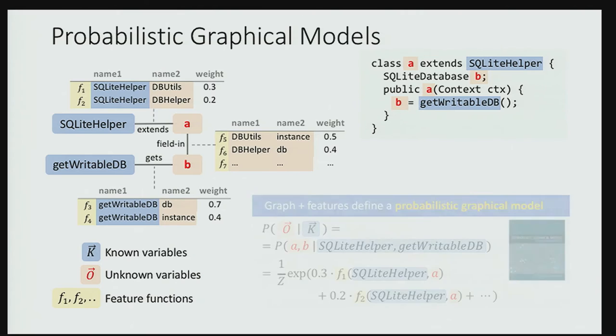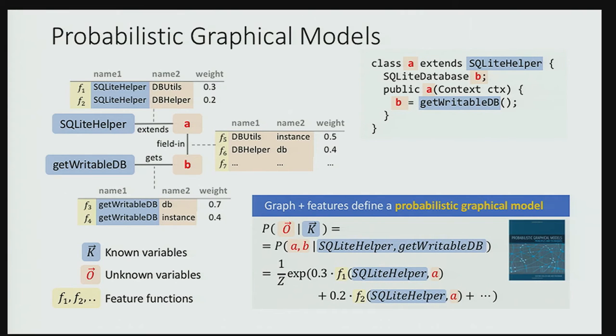The graph, together with these feature functions, defines a probabilistic graphical model. Essentially, this model defines a conditional probability: given the names of the known program elements, we can compute the probability of any assignment we may give to the obfuscated program elements, or the unknown variables. Technically, we evaluate all the feature functions and multiply them by their weights to compute the exact probability.